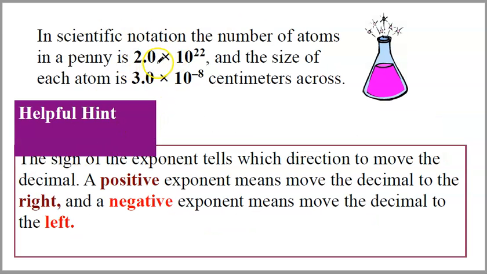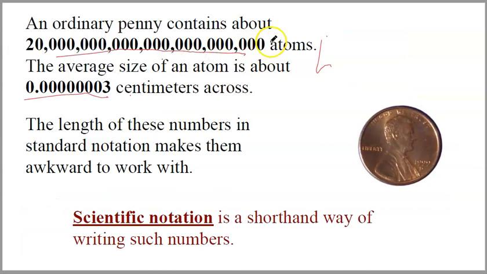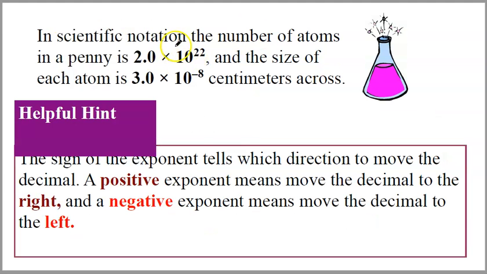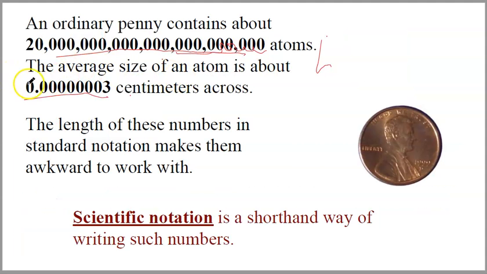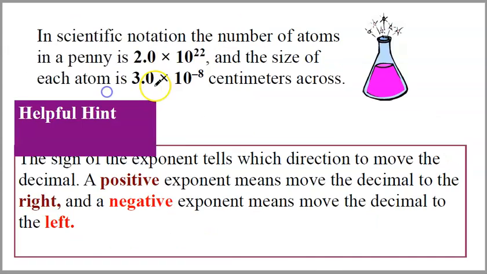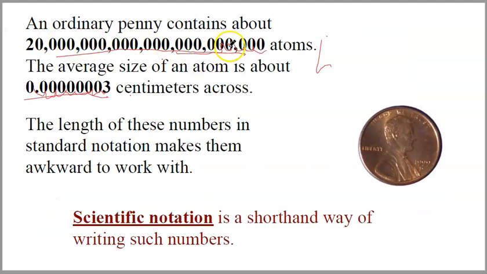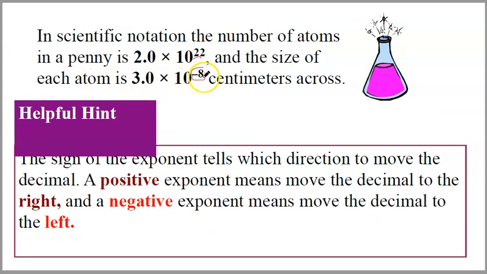So this number right here is the number of atoms in a penny. So it just takes all these and we can shorthand it to a number that's much more accessible. So that many places. And the size of each atom, same thing, just the other direction. So that is why you see this negative up here versus the positive number. This number is really, really large, while this one is really tiny.